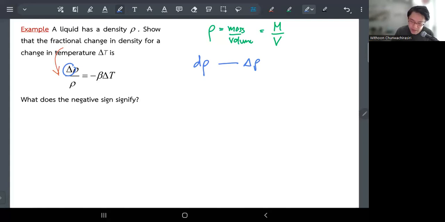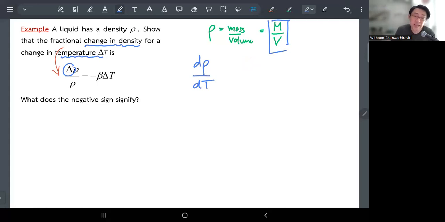So I'm going to find out the change of rho with respect to the temperature, because that's what they want. They want to find the change in density with respect to the change in temperature. So this is my plan of attack: the change of rho with respect to the change of the temperature. But now the problem is this. You are looking at rho as a function of volume.